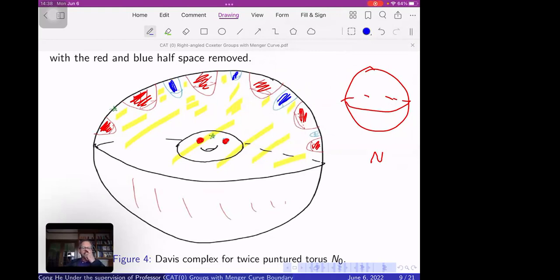And this blue half space and the red half space will be infinitely many, and dense. It's dense. It's infinitely many. And this will be removed. So this is the Davis complex for the twice punctured torus.